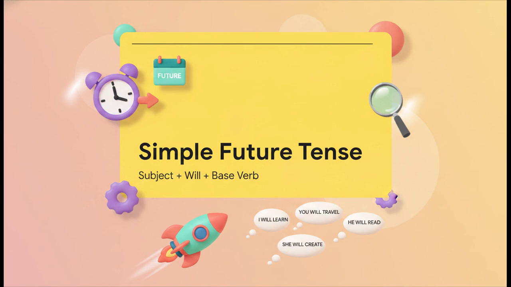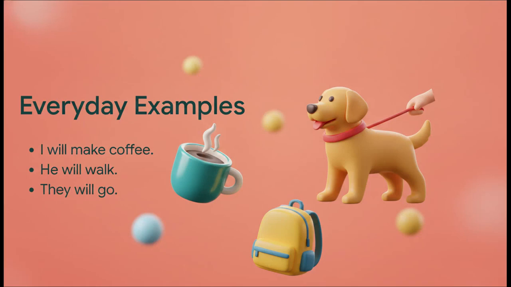And honestly, look at how simple this formula is. We just take our subject, like I, you, he, or she, add the magic word will, and then add our base verb. Now, the absolute best part about this, the verb never ever changes. In so many languages, you have to change the ending of the action word for every single person. But in English, nope, it is always exactly the same. Let's look and see how this builds with some everyday examples.